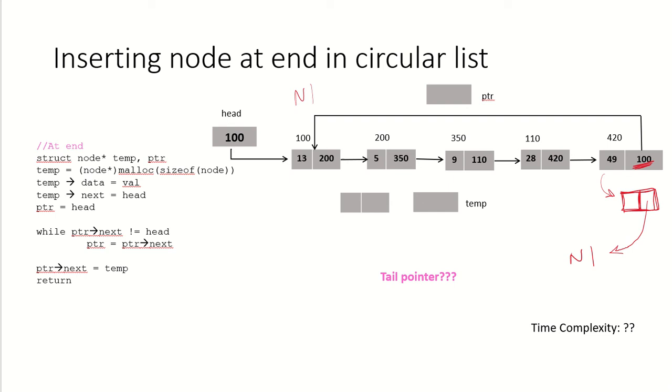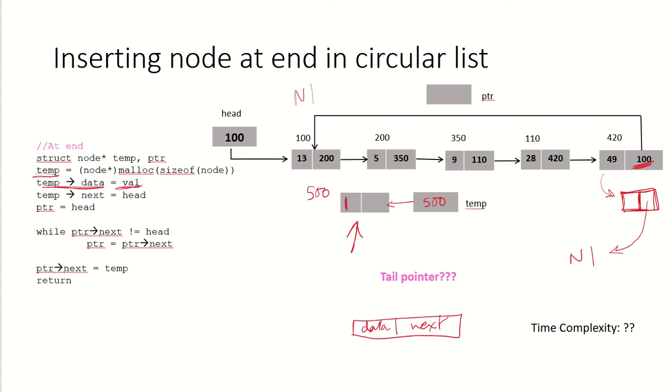So how do we do it? First, we create a new node and collect its address in temp. So suppose this node was created at address 500. We have collected that address in a node pointer variable temp. This is an independent node right now. We add the value in the data part of this node. So each node, we know, has the data part and the pointer to the next node.